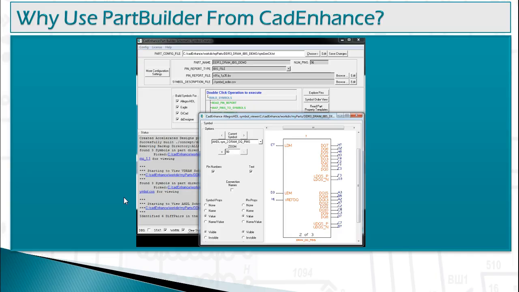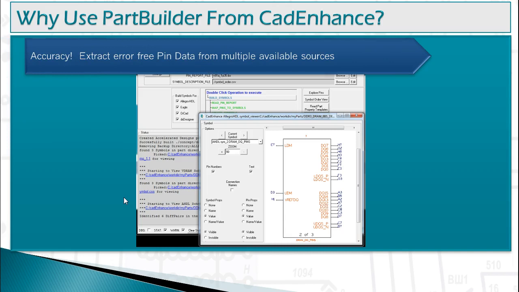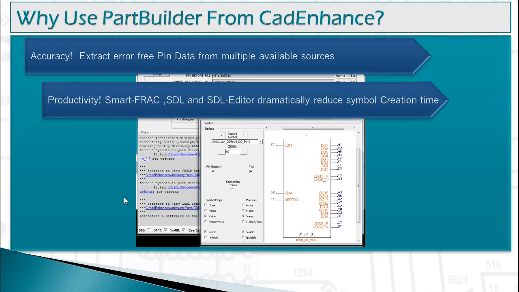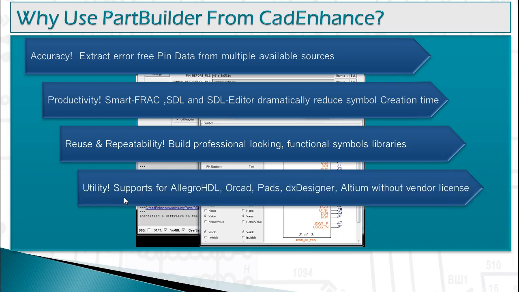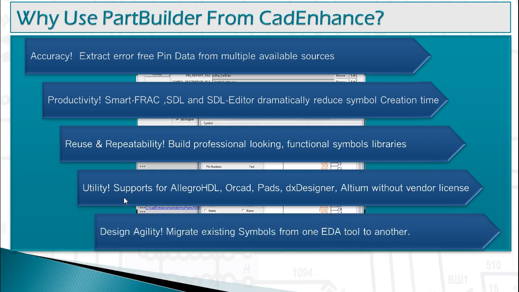Why use PartBuilder from CAD Enhance? Accuracy. Extract error-free pin data from multiple available sources. Productivity. SmartFrac, SDL, and the SDL editor dramatically reduce symbol creation time. Reuse and repeatability. Build professional-looking functional symbol libraries. Utility. Support for Allegro HDL, OrCAD, PADS, DX Designer, and Altium without using a vendor license. Design agility. Migrate existing symbols from one EDA tool to another.